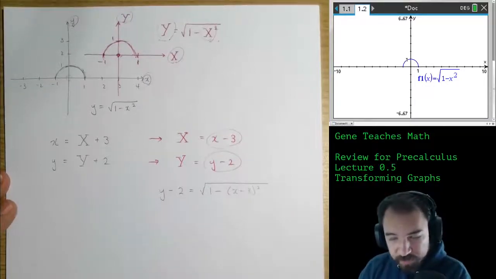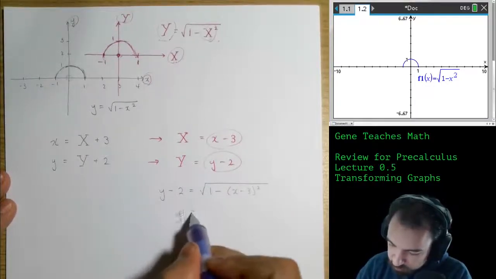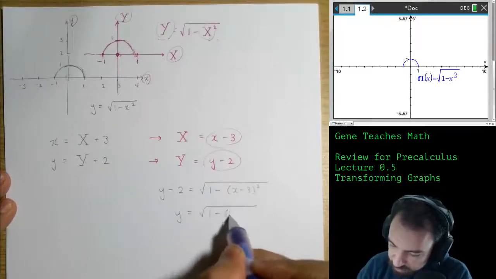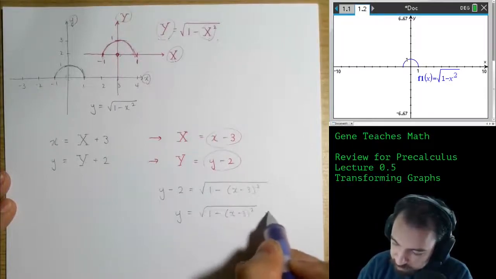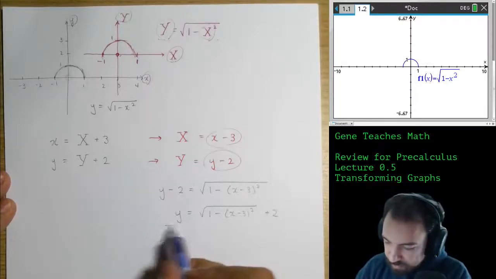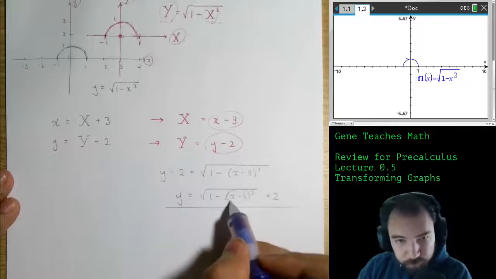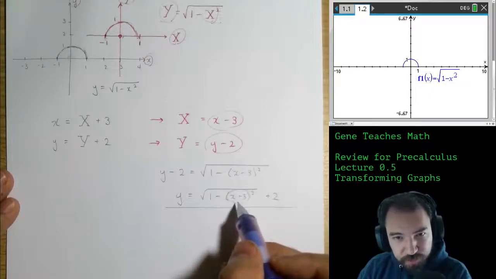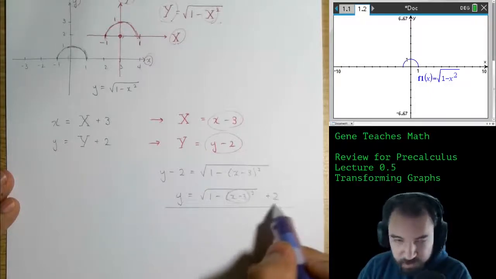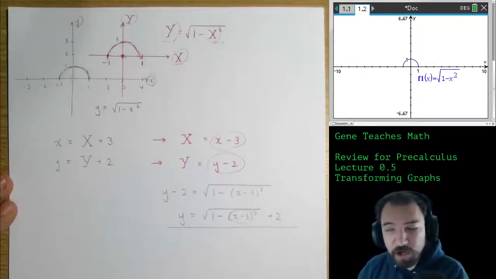And it's customary for us to solve for y, so why don't we move the 2 over to the other side, and it will look like this. And perhaps this is something recognizable. You might have been told at some point in the past that putting x minus 3 means you're going to shift the graph to the right 3 units, and putting a plus 2 outside means you're going to shift the graph up by 2 units.